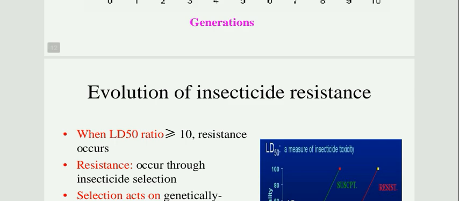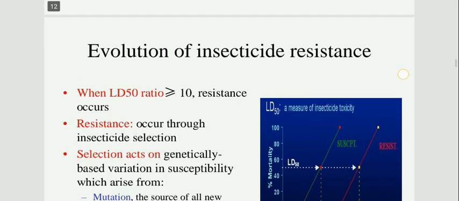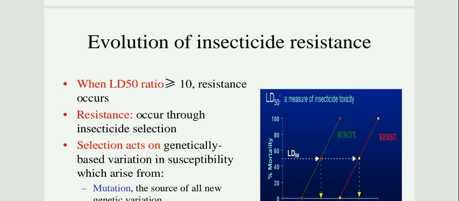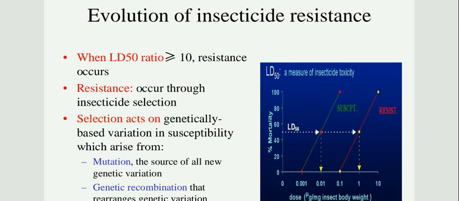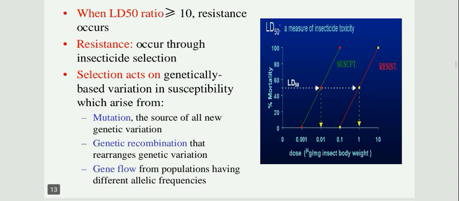Evolution of insecticide resistance, LD50 ratio: resistance occurs through insecticide selection. Selection acts on genetically based variation in susceptibility, which arises from mutation, the source of all new genetic variation; genetic recombination, which rearranges genetic variations; and gene flow from populations having different allelic frequencies.